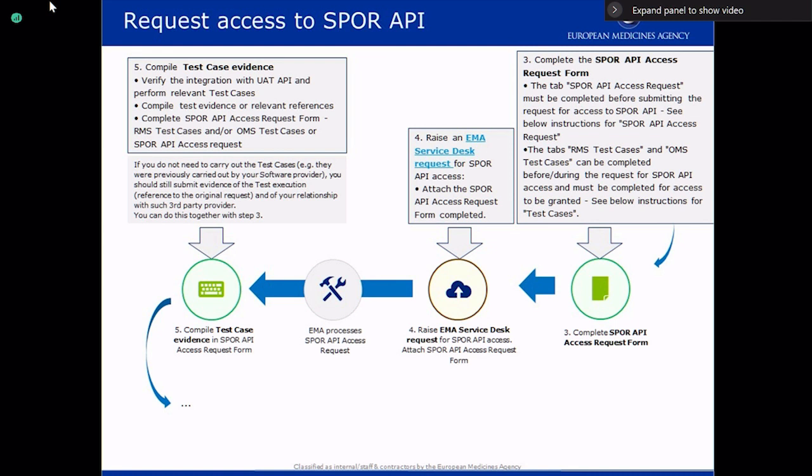Again, as mentioned before, if you use a software provider that allows you access to the SPOR API, and that software provider already carried out test cases, you still need to submit the evidence of the test execution and of your relationship with the software provider. However, you do not need to carry out the test cases yourself. So you need to rely on the software provider to give us this information.